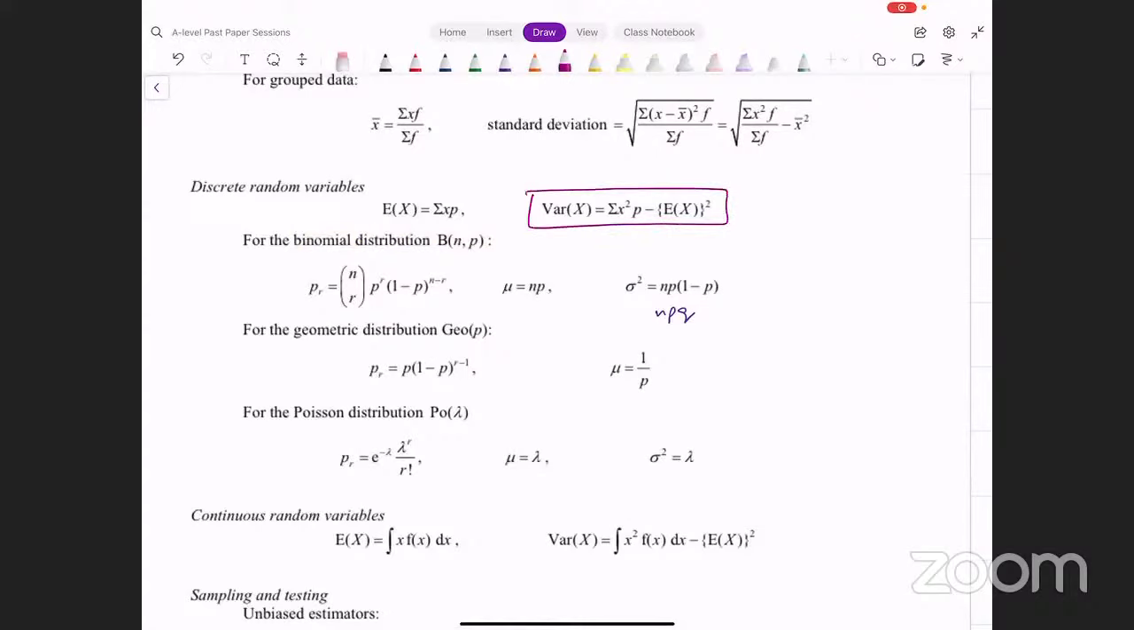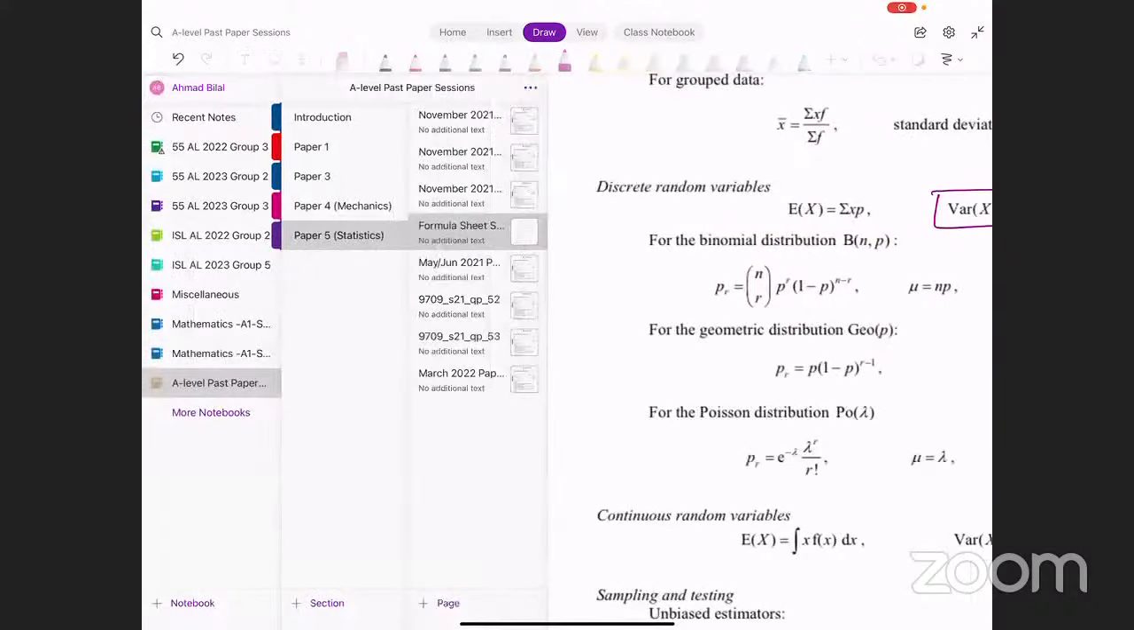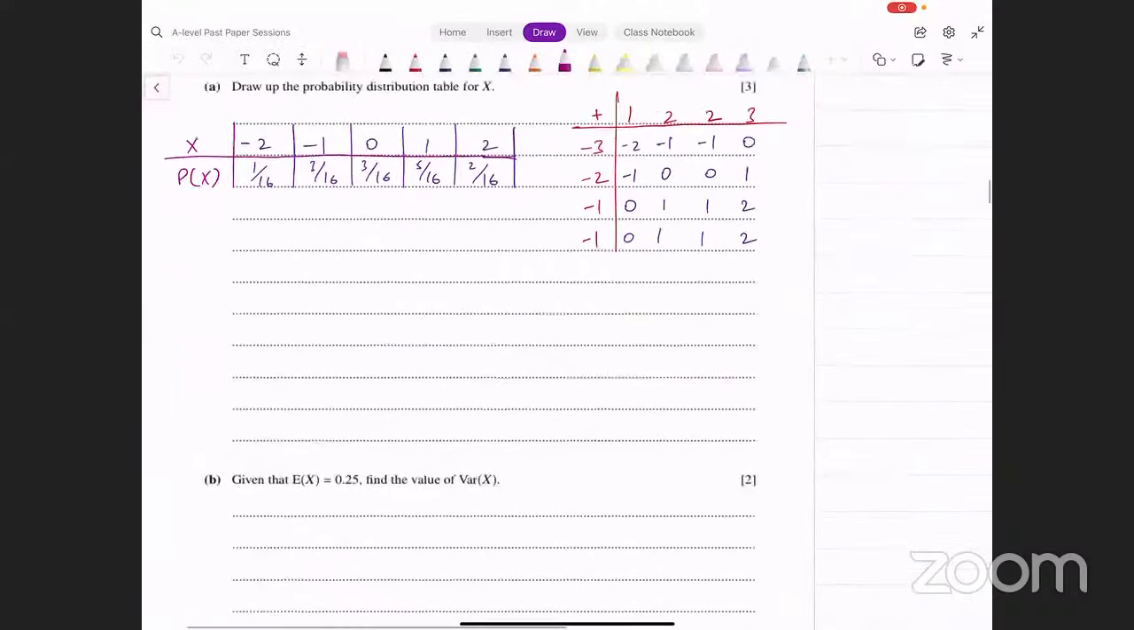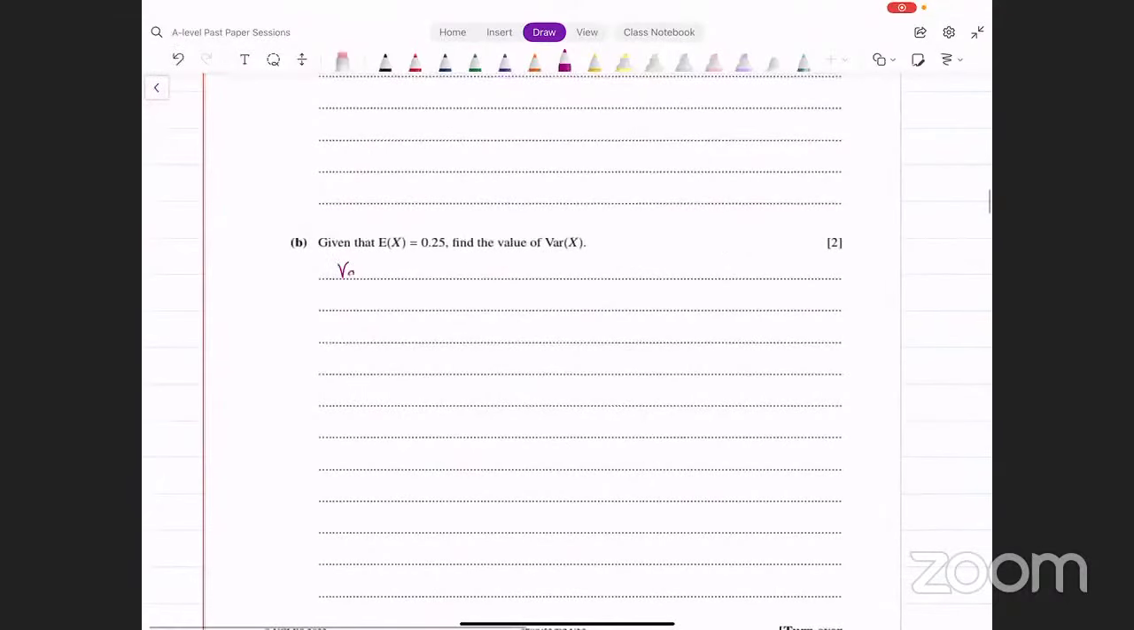sigma x square p minus expected value of x का whole square. ये calculate कर लेंगे, ठीक है? I'm just going to write down the formula here again. Variance of x equals sigma x square p minus expected value of x का whole square. That's what we have to calculate.